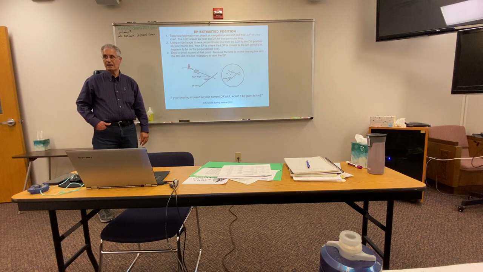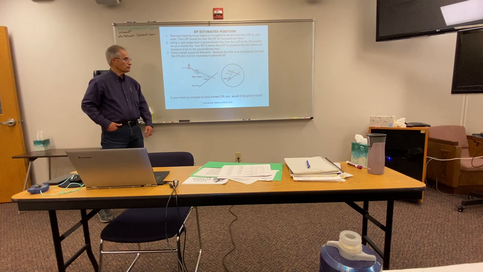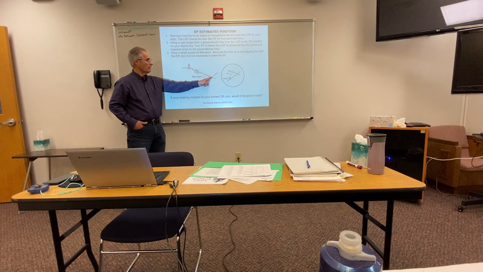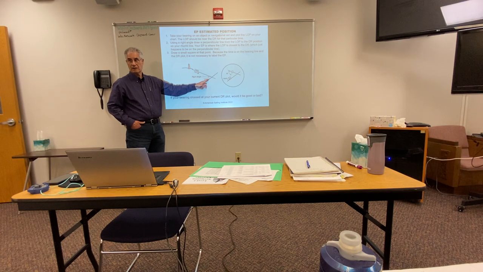Okay, yeah. So in my day job, I've done hundreds of these, and I've never done the perpendicular line. So explain the rationale, as opposed to in my other job, I would use the DR course and the LOP and the intersection of those for our EP. So you would have done it here. Yep, so why do we draw that 90 degree line? This is where the bearing line is closest to your DR point. So the rationale is because it's the closest, that's your DR.